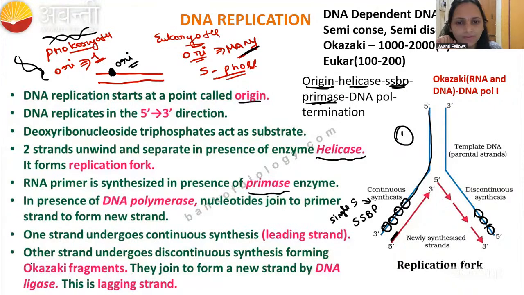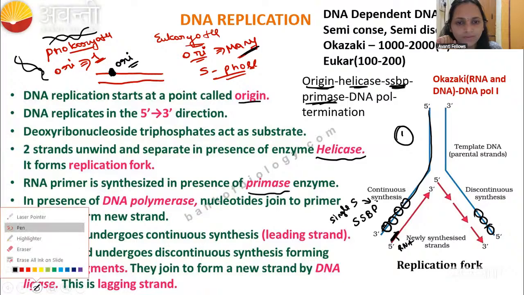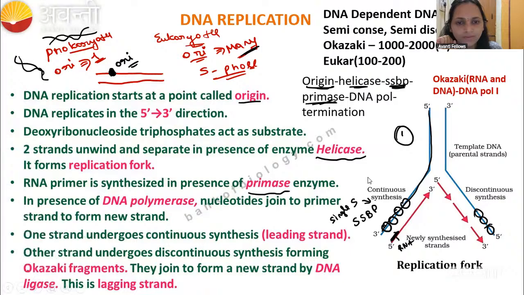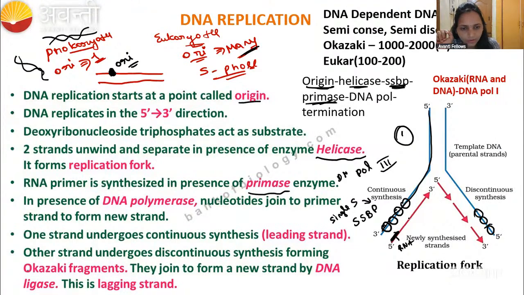Now our hero enzyme, that is DNA polymerase. DNA polymerase 1, 2, and 3. Which polymerase is going to synthesize? Which DNA polymerase, 1, 2, or 3? 3. Very good, Shreya. DNA polymerase 3 enzyme. Remember, okay? DNA polymerase 3. It is the DNA polymerase 3 enzyme that starts.